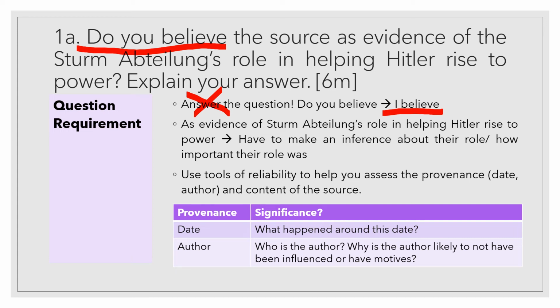Now, the question follows: as evidence of Sturm Abteilung's role in helping Hitler rise to power. So then you actually have to make an inference about their role and how important their role was. And lastly, the tools of reliability to help you assess the provenance. As I went through earlier, with a little bit of difference, the date, you still have to think about what happened around this date. But for the author, you think, who is the author? Why is it that the author is likely to not have been influenced or have motives?